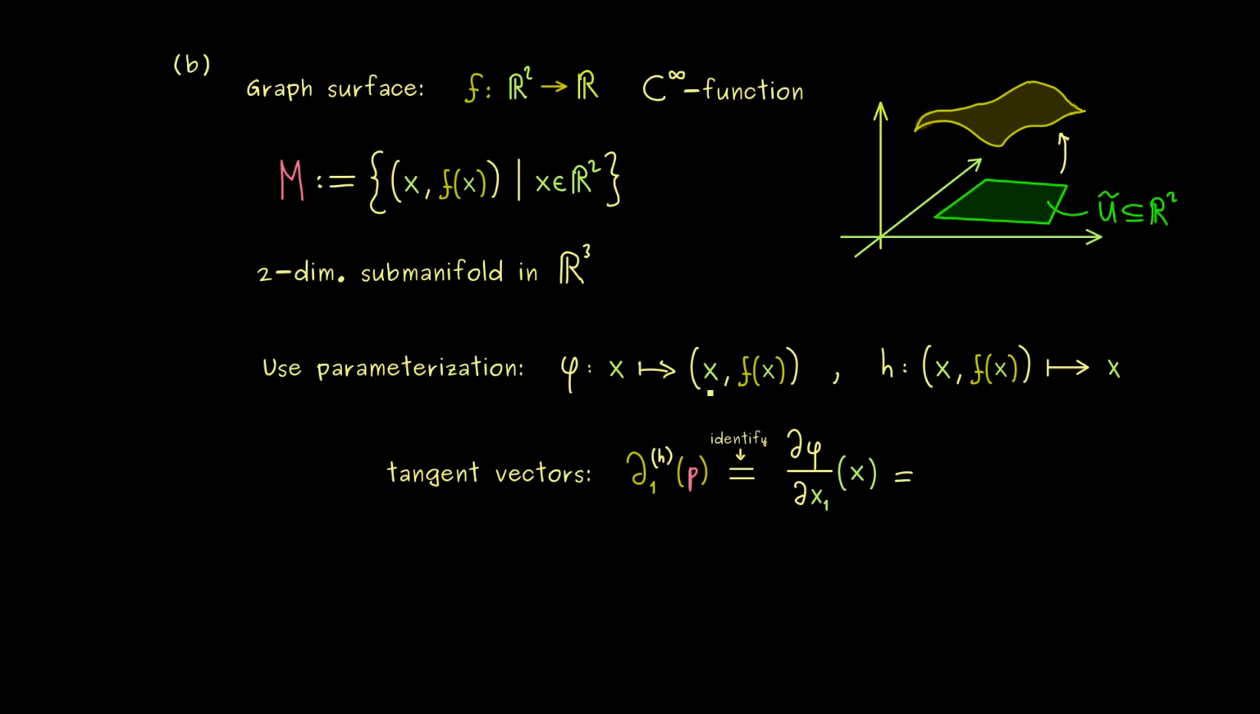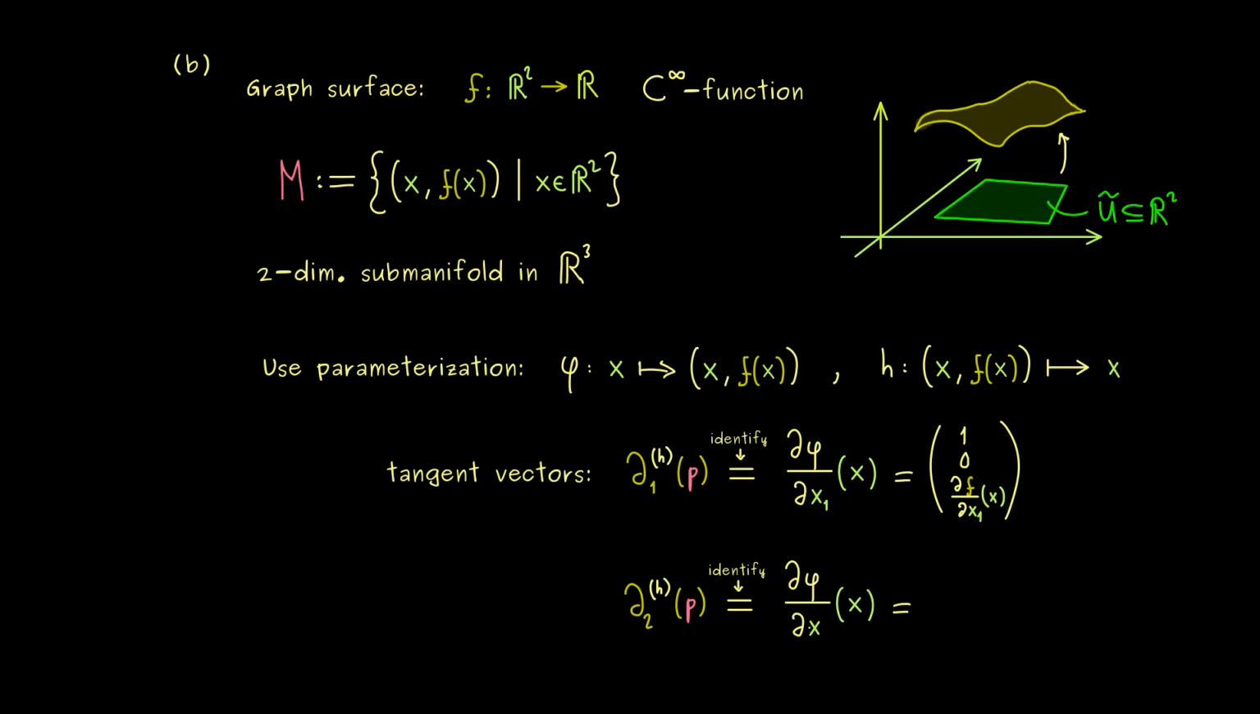Now since this pair here represents three components, x1, x2 and f of x, we have a vector in R3. And the derivative just gives us 1, 0 and the partial derivative of f. So we just write df dx1. And of course, this is also evaluated at the point x. So not so complicated, this is our first tangent vector.